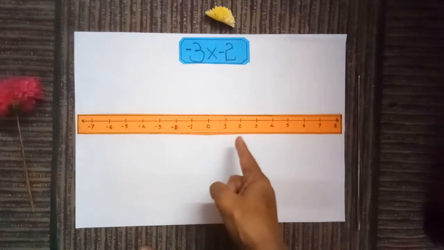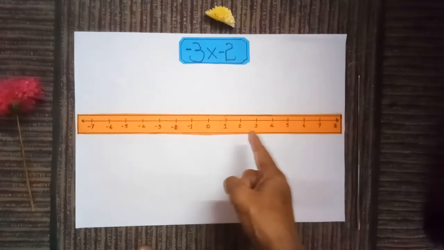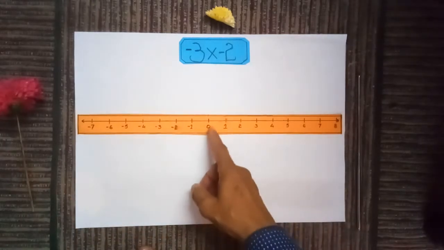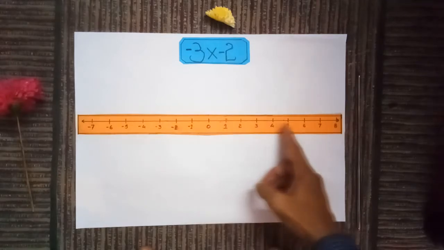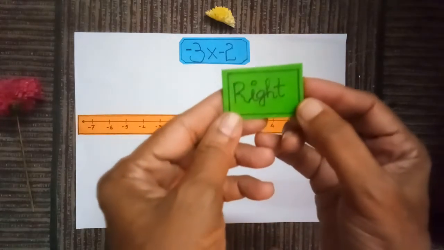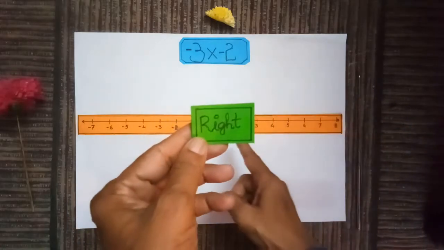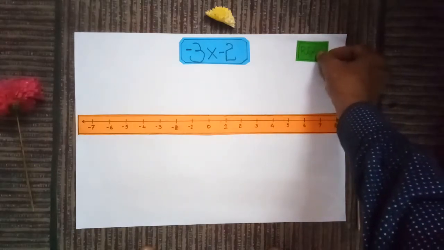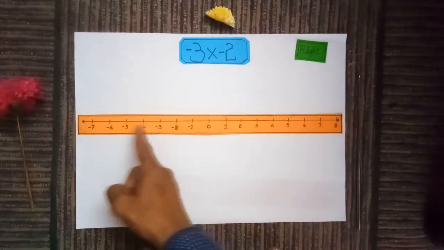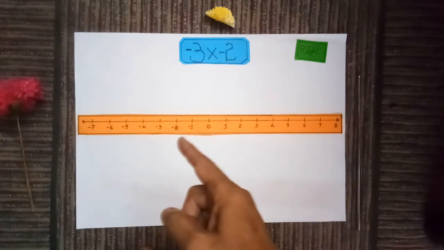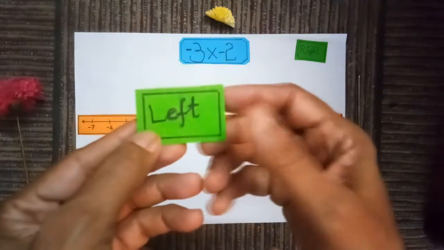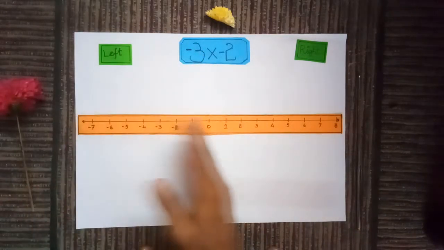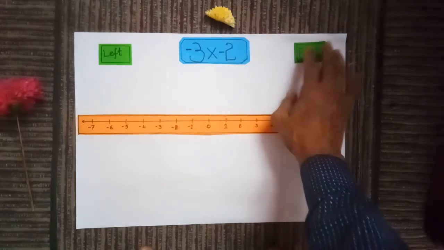Here we have denoted only the integers, positive integers and negative integers. So here is 0 at the center. This is towards the right. On the right side of 0, we have written positive integers like 1, 2, 3, 4, 5, 6, 7, etc. And these are the negative integers to the left of 0. So this is the left of 0, this is the right of 0.